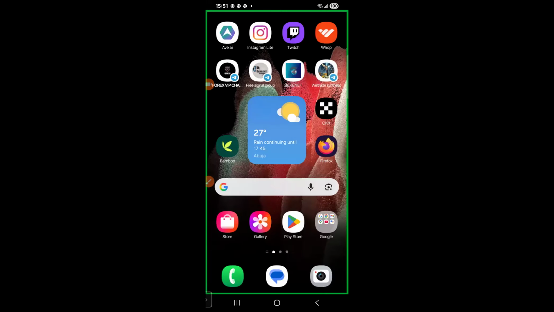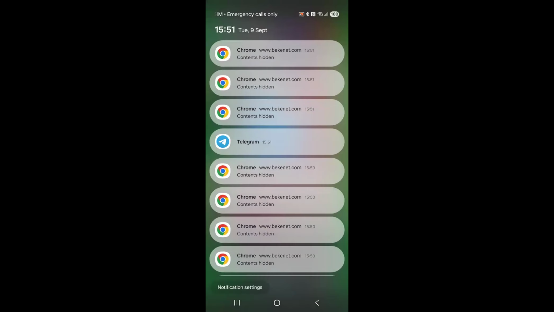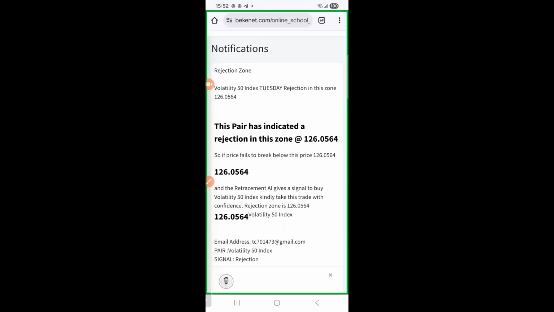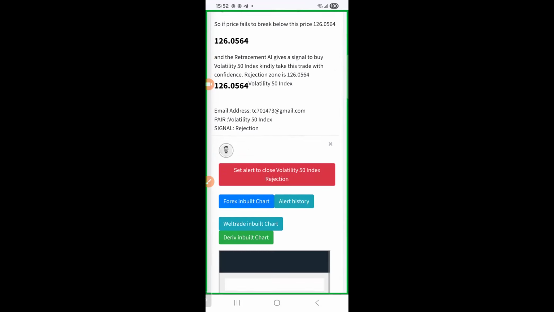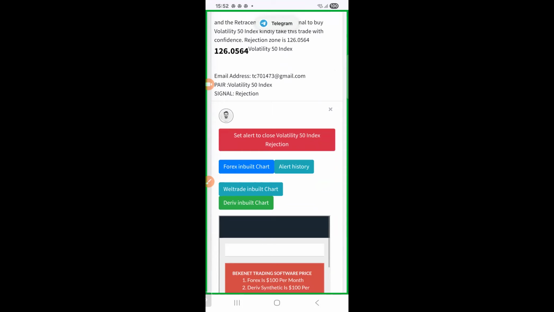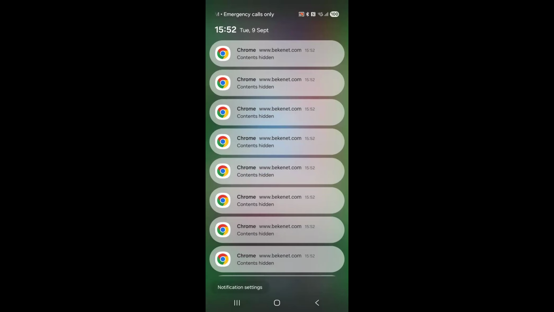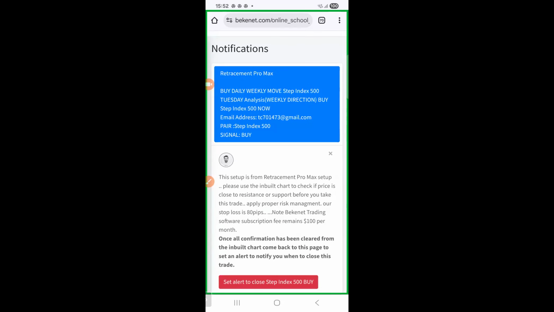Now let's look. Are there any new signals that just came? Yes. Now it's telling you Volatility 50 index rejection at this zone. So that is to say, maybe wait for another buy when it returns to 126, because it's already a rejection. So a rejection zone gives you a lot of opportunity ahead of time. The same on the daily index 50.